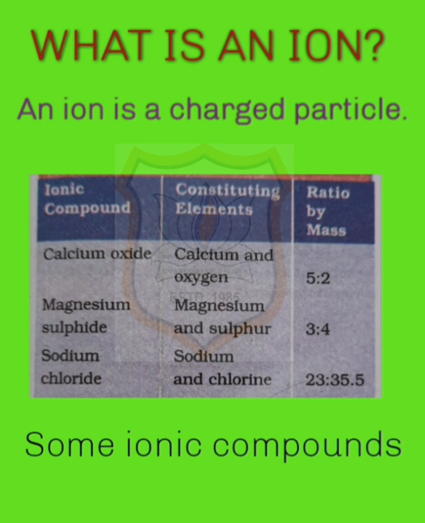For this, let us discuss a chart for ionic compounds. Here in the chart, we have calcium oxide. The constituting elements are calcium and oxygen, and the ratio by mass is 5:2. Similarly, magnesium sulfide, the elements are magnesium and sulfur, and the ratio is 3:4. Similarly, sodium chloride, with sodium and chlorine. Calcium oxide is CaO, magnesium sulfide is MgS, sodium chloride is NaCl, and there are many more examples.